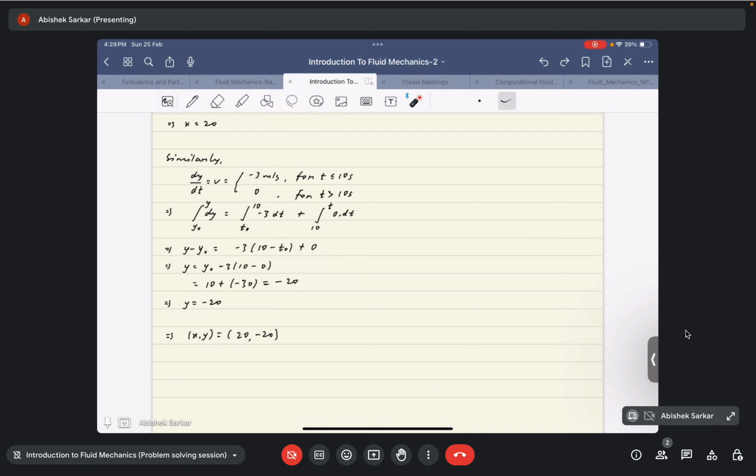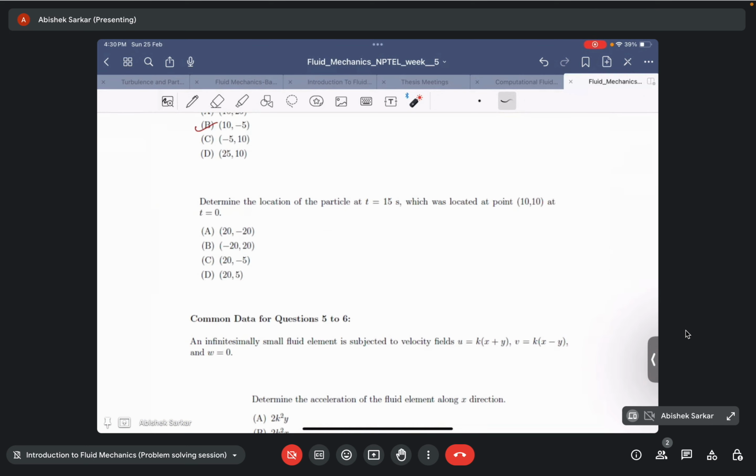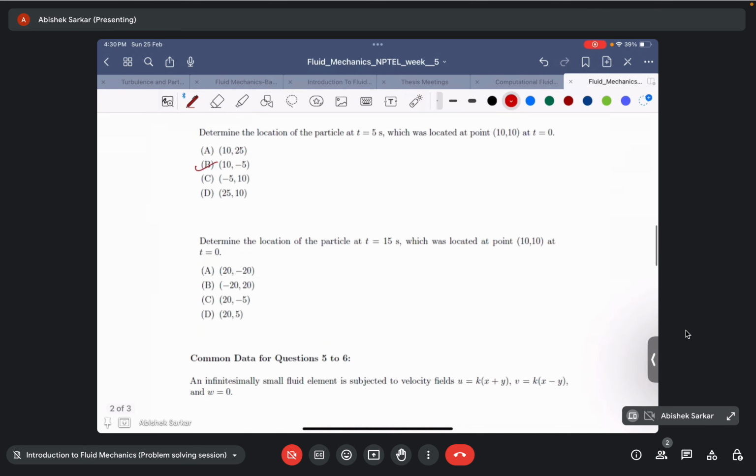So once we do that, just substitute the value of t naught here and y naught to get y is equal to minus 20, to get our final answer as x and y is equal to 20 and minus 20, which will correspond to option B.